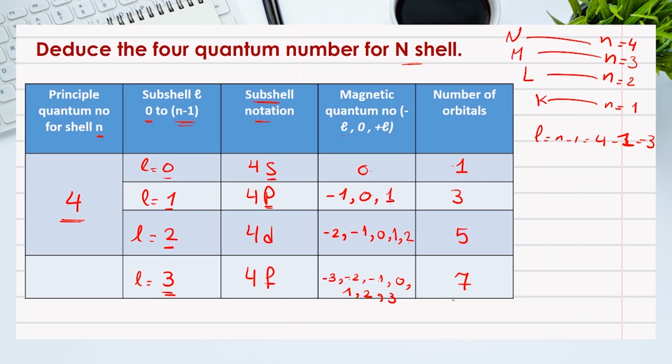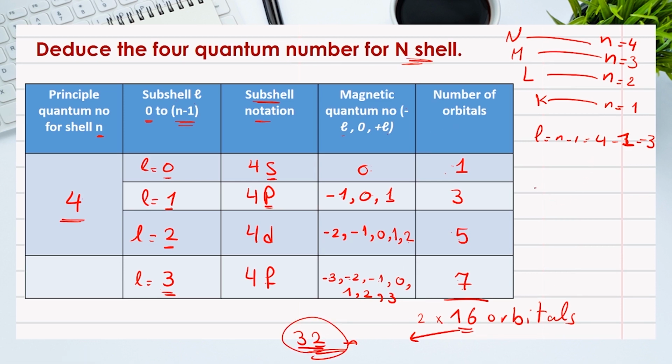So the total number of orbitals is equal to 1 plus 3 plus 5 plus 7 equal to 16 orbitals. Those 16 orbitals can take up to 32 electrons because each orbital can take 2 electrons. This means I have to multiply the 16 by 2. This means the N shell can take up to 32 electrons.